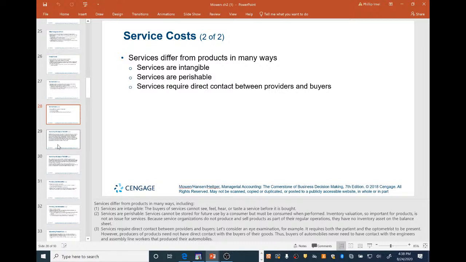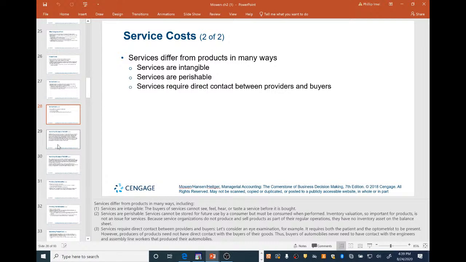The last one: services require direct contact between providers and buyers. Usually when you're providing a service, you have to go sell or provide that service. If you get a plumbing call, you have to go to that house or facility that has a plumbing issue and fix it. If you're a dental hygienist cleaning someone's teeth, they have to come to your office to get the service, so there's going to be some face-to-face interaction. Whereas if you're providing a product or a good, that's not necessarily the case. It might be, but not necessarily.